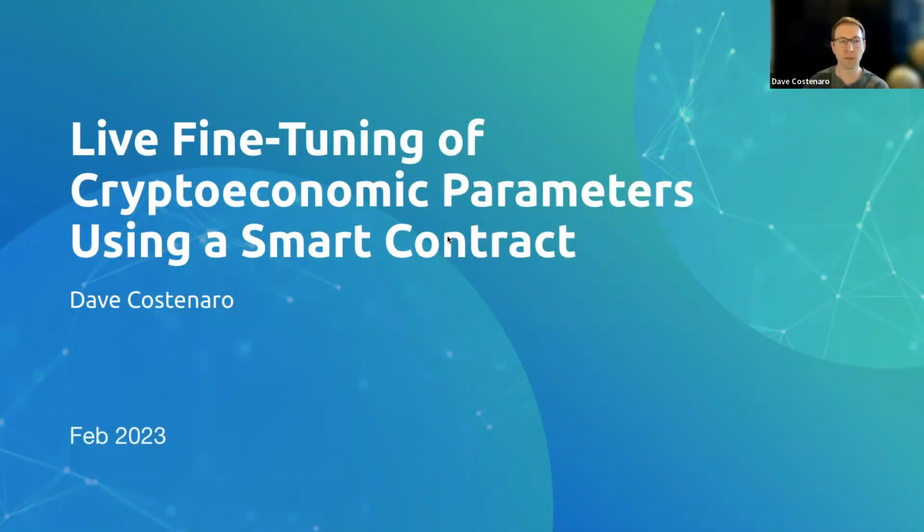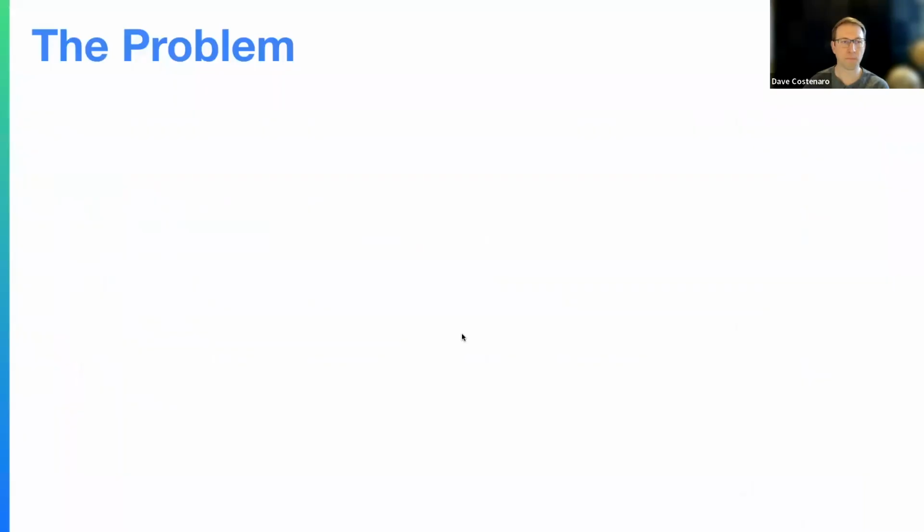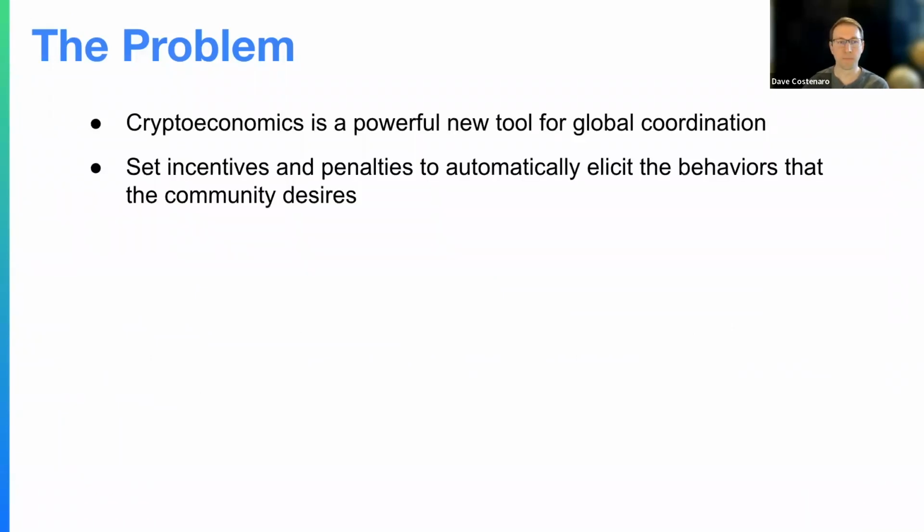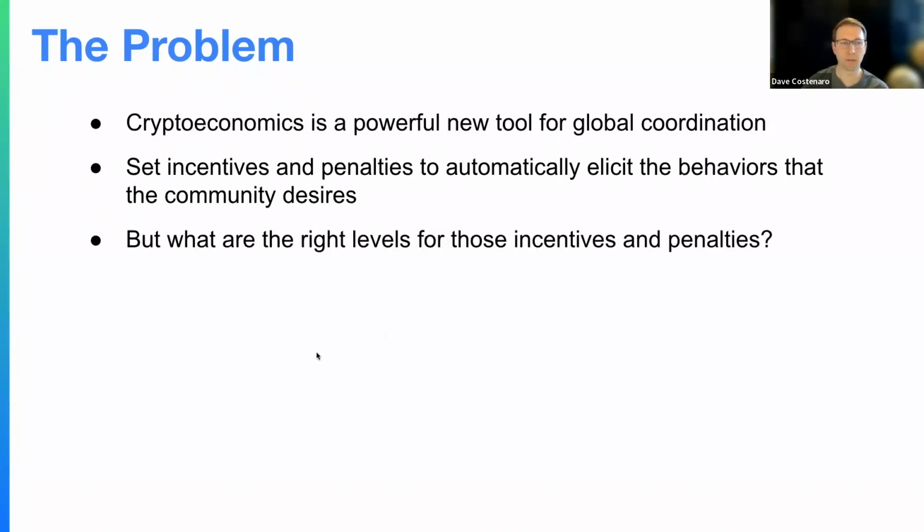Live fine-tuning of cryptoeconomic parameters using a smart contract. What's the problem here? Cryptoeconomics is a powerful tool for global coordination. You can set incentives and penalties that automatically elicit the behaviors that a community desires. But what are the right levels for those incentives and penalties?